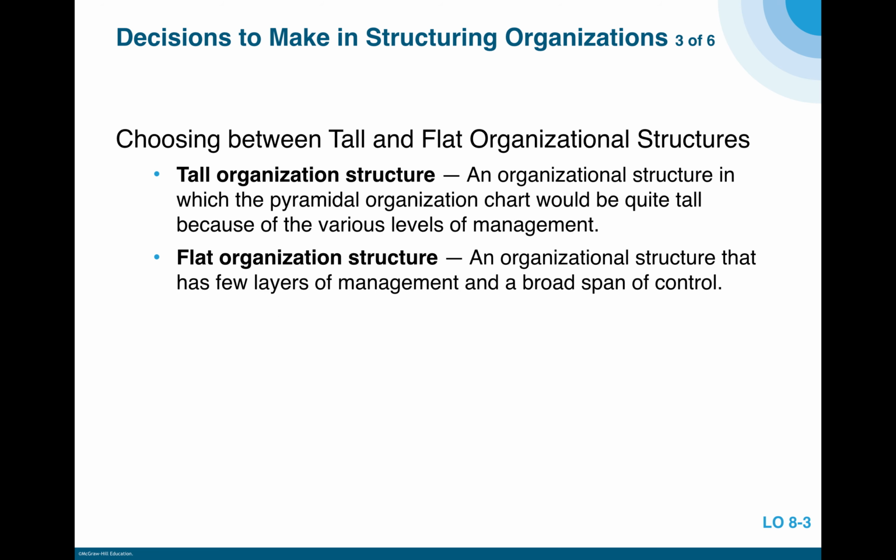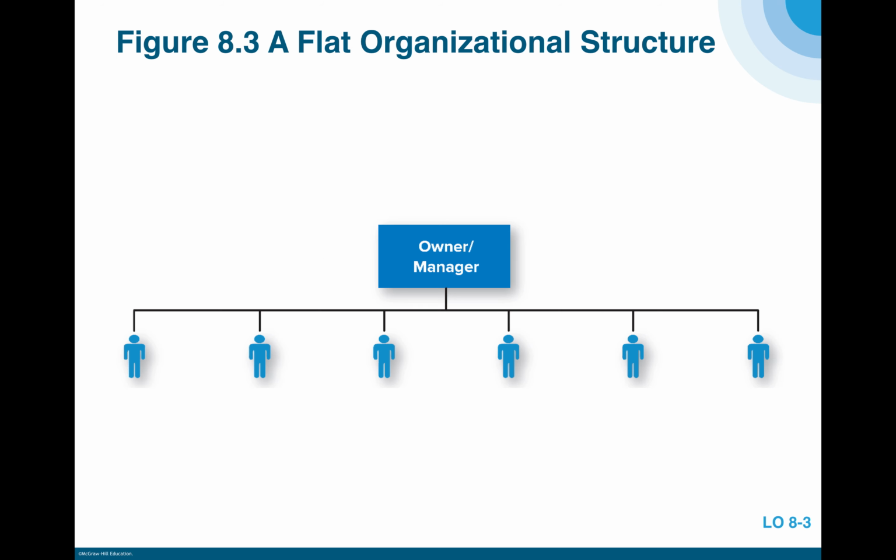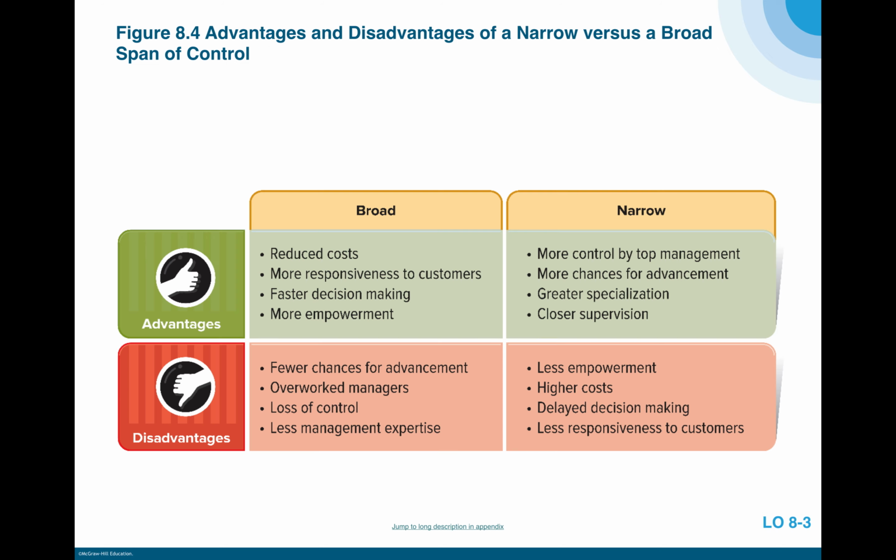So we're going to talk about the difference between a tall organization and a flat organization. A tall organization is a structure in which the pyramidal organization chart would be quite tall because of the various levels of management. A flat organization is a structure that has few layers of management and a broad span of control. A tall organization tends to be very bureaucratic. So here's an example of a lower one, where you have an owner and a manager, and just one level where you're working with one another.